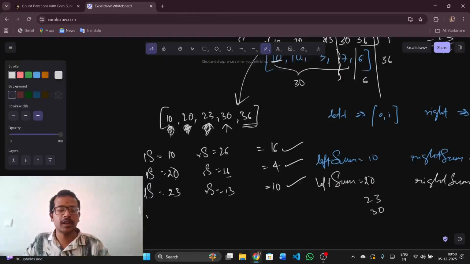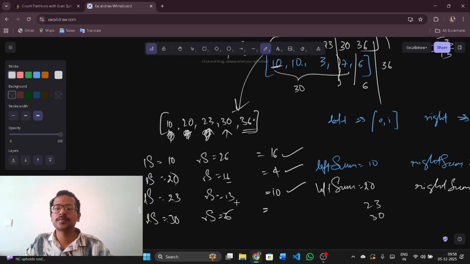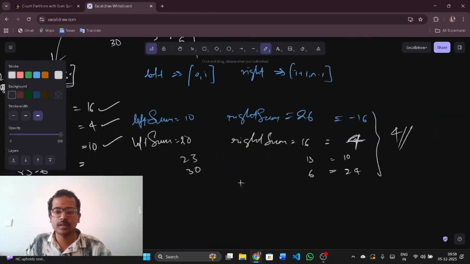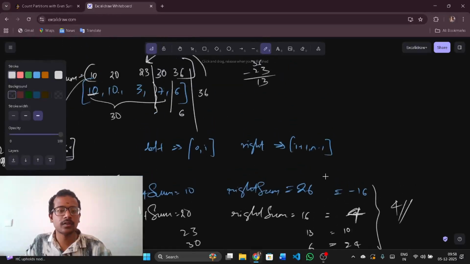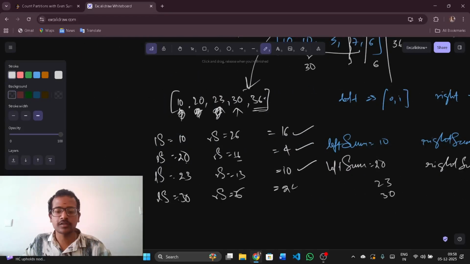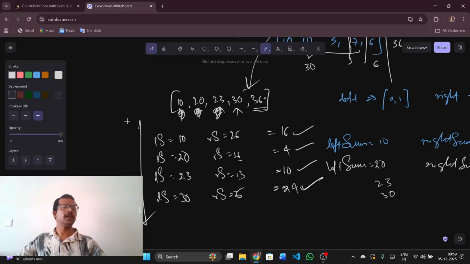Now I have 30. Left sum is equal to 30 and the right sum is equal to 36 minus 30, which is 6. 30 minus 6 is 24. It is also even. So all of these add to the answer.